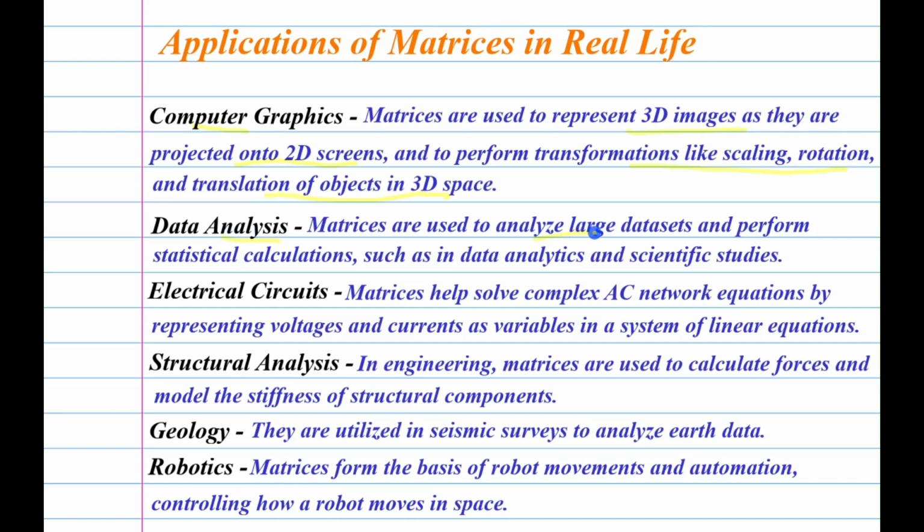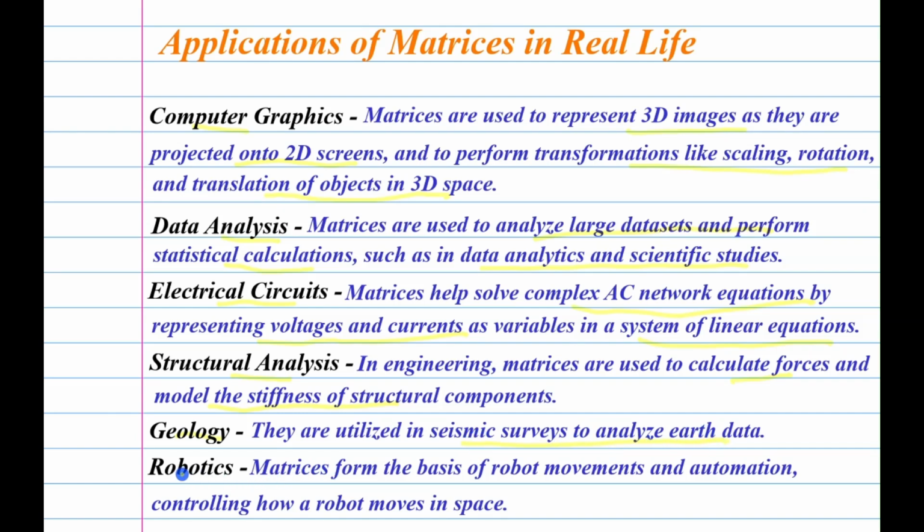Next, in data analysis, matrices are used to analyze large data sets and perform statistical calculations, such as in data analytics and scientific studies. In electric circuits, they help solve complex AC network equations by representing voltages and currents as variables in a system of linear equations. In structural analysis, they are used to calculate forces and model the stiffness of structural components. In geology, they are utilized in seismic surveys to analyze earth data.